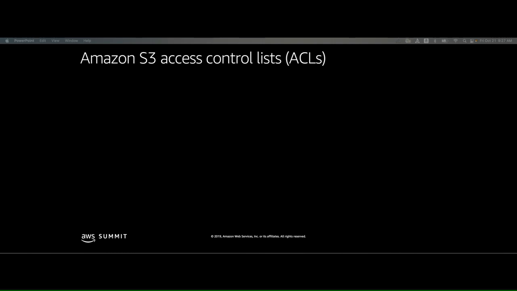Now, an S3 ACL is a subresource that is attached to every S3 bucket and object, and it defines which AWS accounts or groups are granted access and the type of access. When you create a bucket or an object, Amazon S3 creates a default ACL that grants the resource owner full control over the resource. That's what happens by default. You can tweak that later, but that's what happens when you create a bucket.